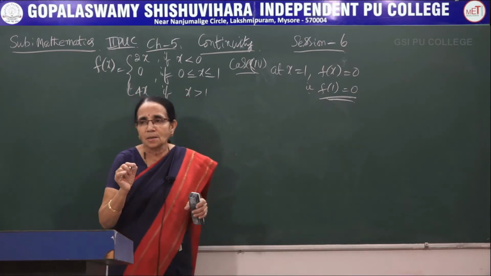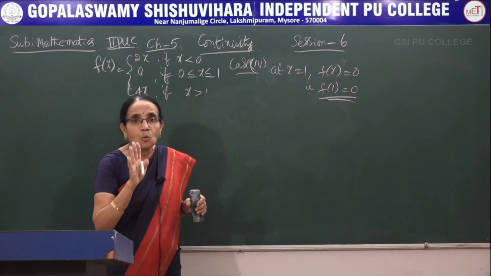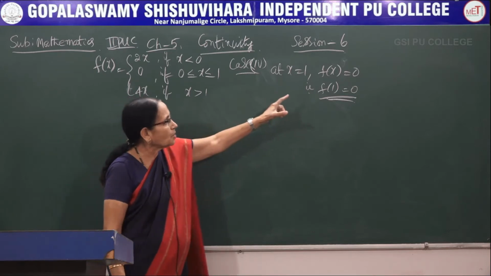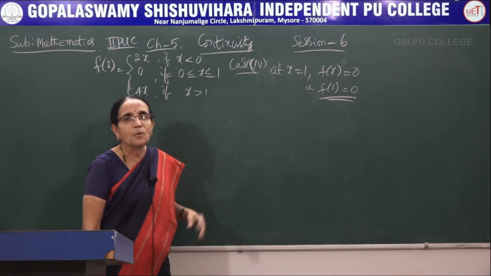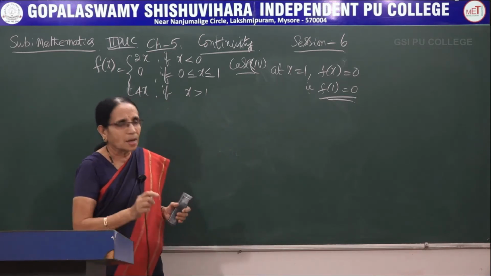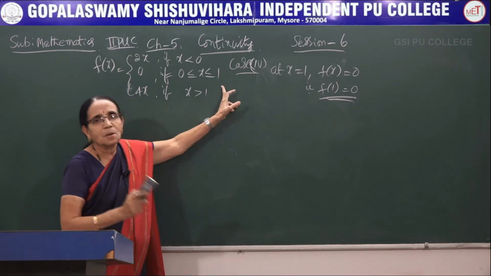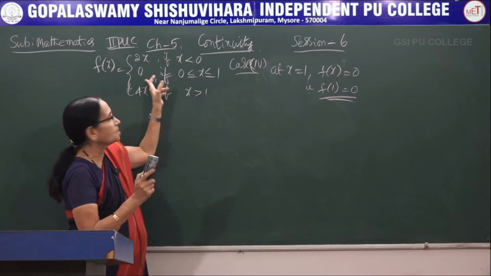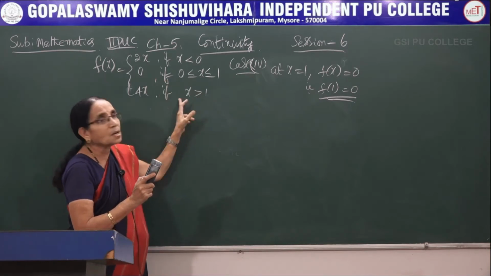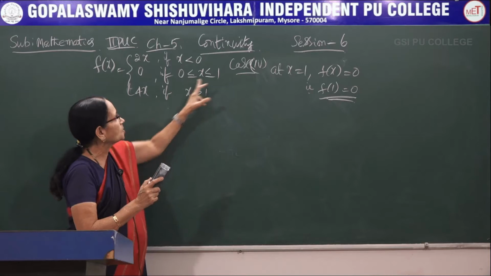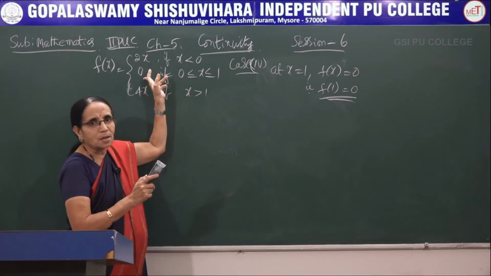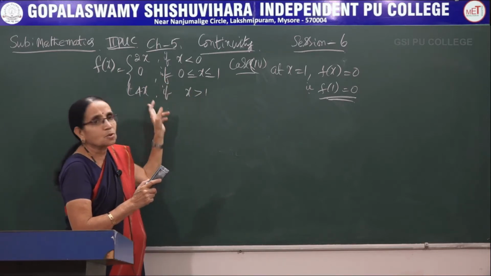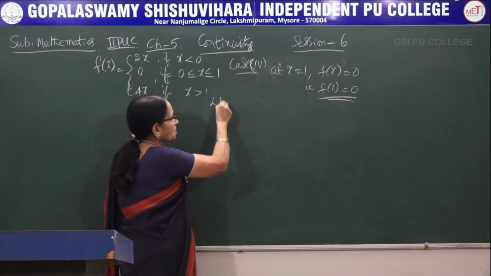Here we are verifying at x equal to 1. Therefore, f of x equal to 0 means f of 1 equal to 0. Again, this number 1 can be approached in two different ways. Through the values less than 1, that is this one. Through the values greater than 1, that is this one. So, for the left hand limit, this should be taken, and for the right hand limit, this should be taken into consideration.